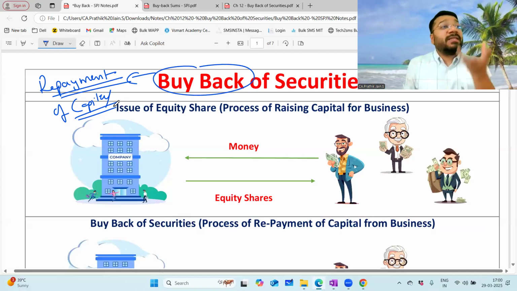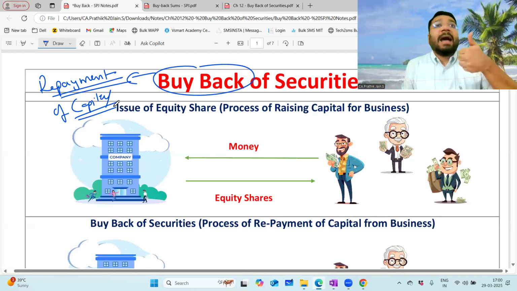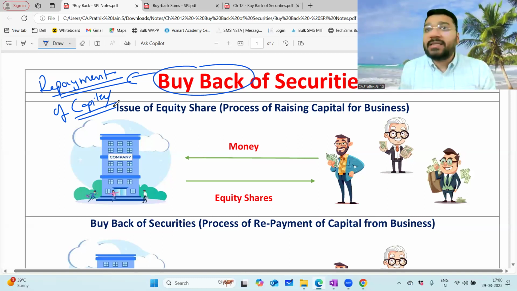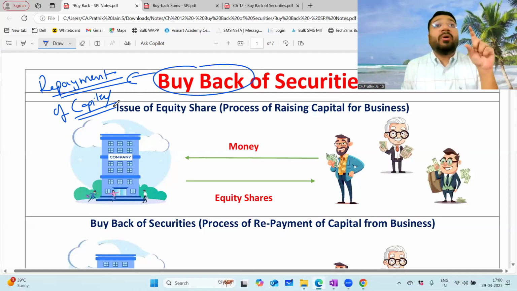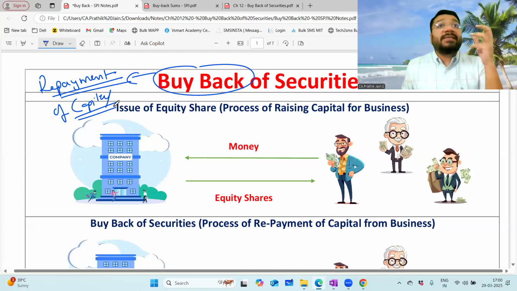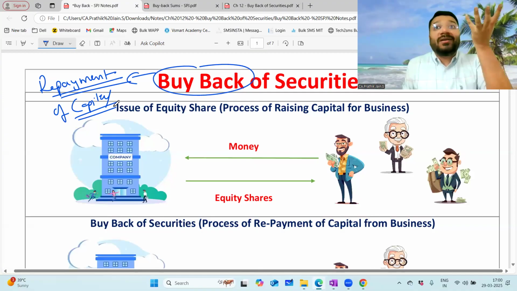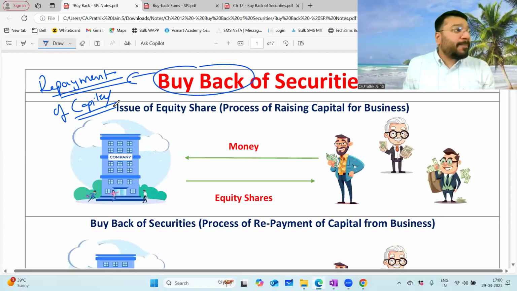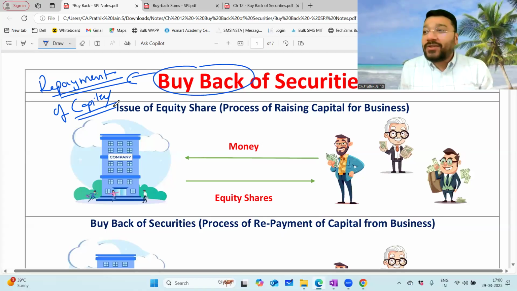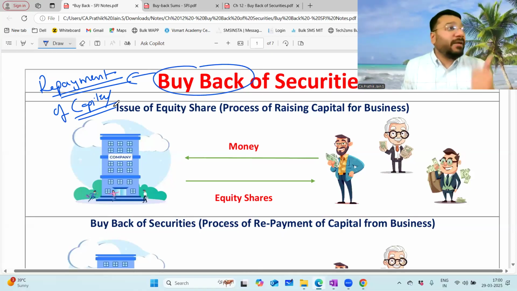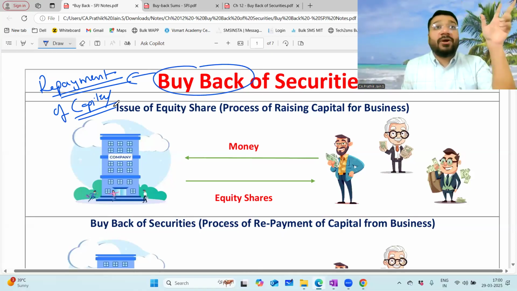Funds can be raised for any company using two sources. One is the capital source. Second is the borrowing source, that is, debt. Here we are talking about the capital source. When the company wanted to raise capital from the public, what did it do? It offered shares to the public. The public subscribed to the shares and made the payments: application money, allotment money, call money. Do you all recollect?